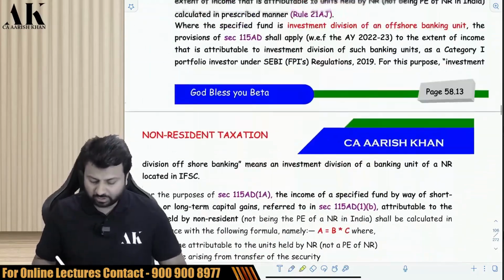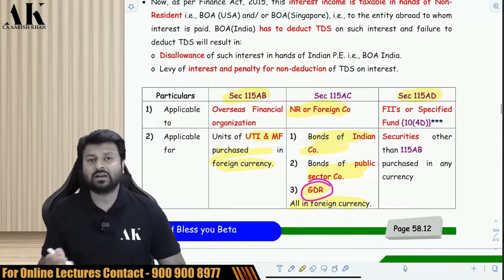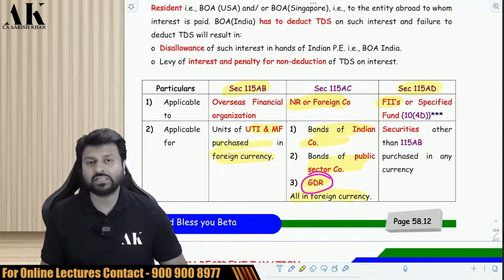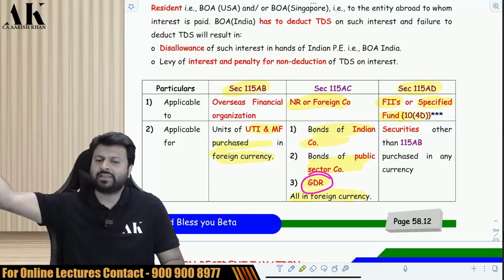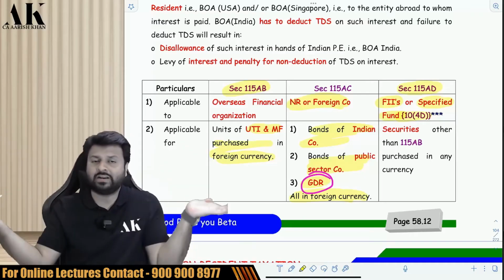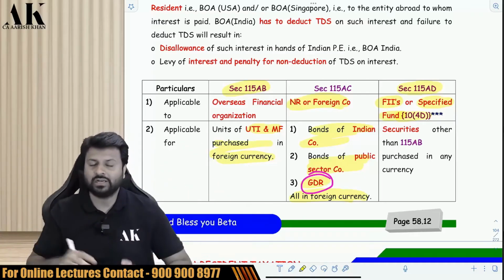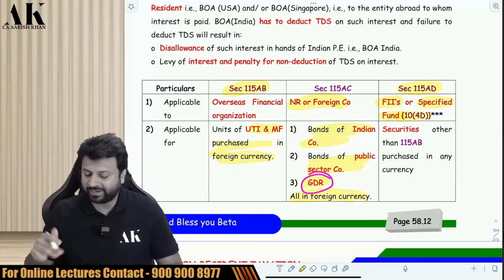Let's move on to the third point, and that is 115AD, which covers two areas. One is foreign institutional investors and second is certain specified funds which are mentioned in 104D, that we'll see in the revision of capital gains later on. Don't worry about it. Right now I'm not talking about what is a specified fund because that is a very big discussion. There are two types of specified fund that I'll be dealing in the chapter of capital gains. Don't worry about it later on.